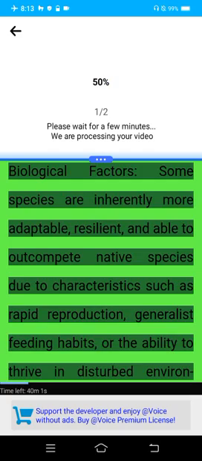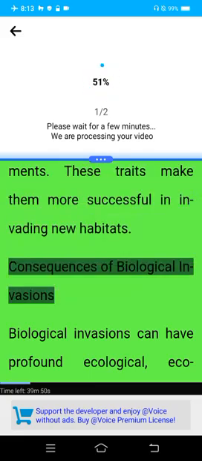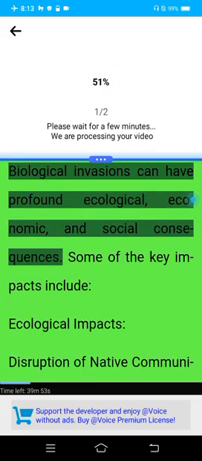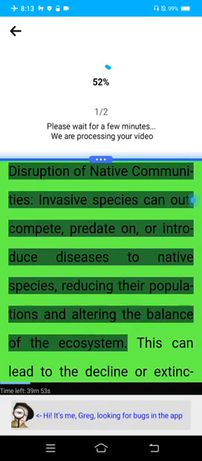Biological factors. Some species are inherently more adaptable, resilient, and able to outcompete native species due to characteristics such as rapid reproduction, generalist feeding habits, or the ability to thrive in disturbed environments. These traits make them more successful in invading new habitats. Consequences of biological invasions. Biological invasions can have profound ecological, economic, and social consequences. Some of the key impacts include ecological impacts.